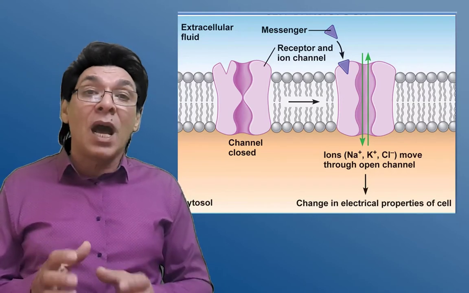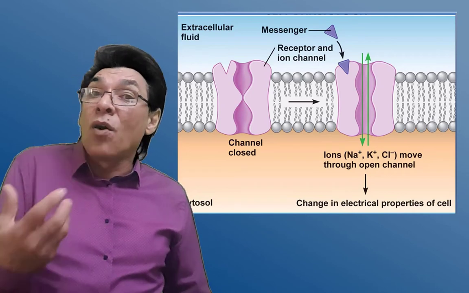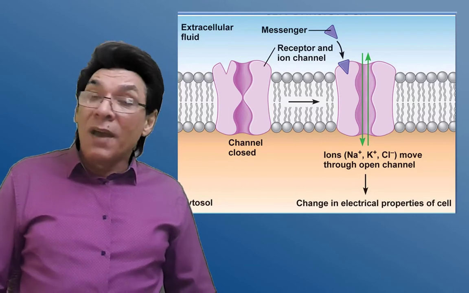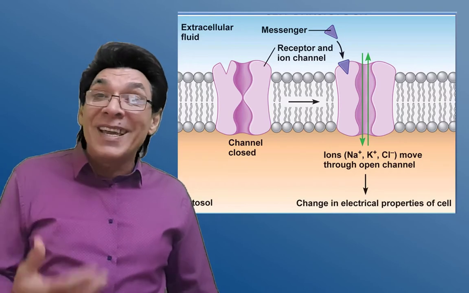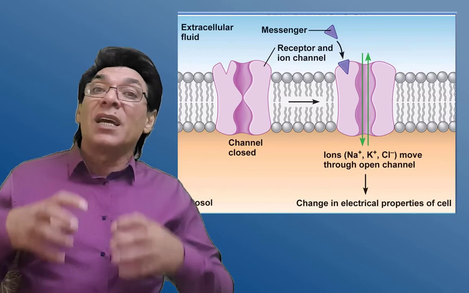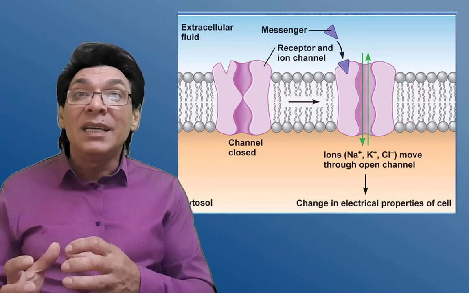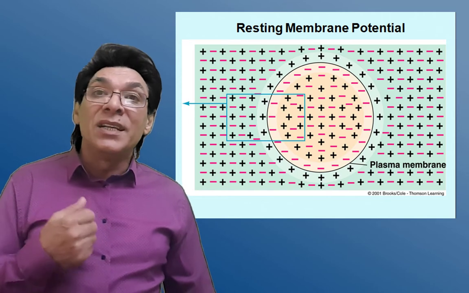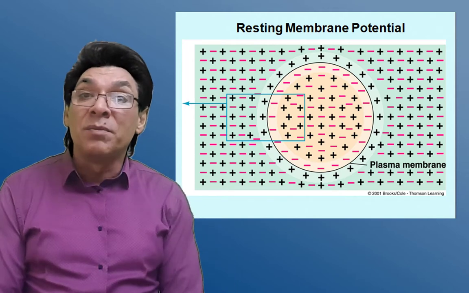Some ion channels are always open, called leak channels. Some are open or closed, called gated channels. A voltage-gated channel is a channel that responds to changes in the electrical properties of the membrane in which it's embedded. Normally, the inner portion of the membrane is at a negative voltage. When that voltage becomes less negative, the channel begins to allow ions to cross the membrane.